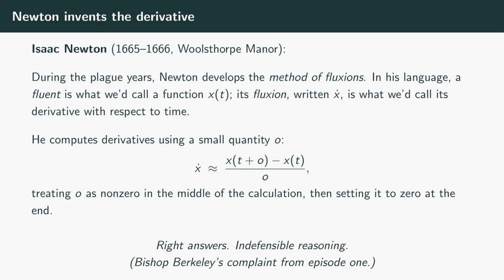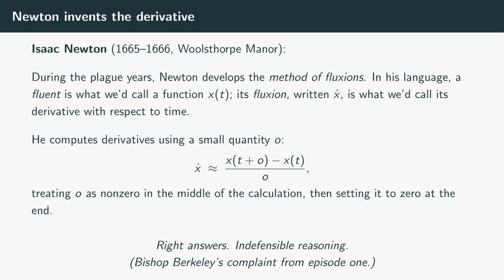In 1665 and 66, holed up at his mother's farm at Woolsthorpe Manor while Cambridge was closed for the plague, he developed what he called the method of fluxions. A fluent was a quantity flowing through time, what we'd call a function. The fluxion of a fluent was its instantaneous rate of change, what we'd call the derivative. He wrote it with a dot over the variable, x dot, and physicists in mechanics still use that notation today.